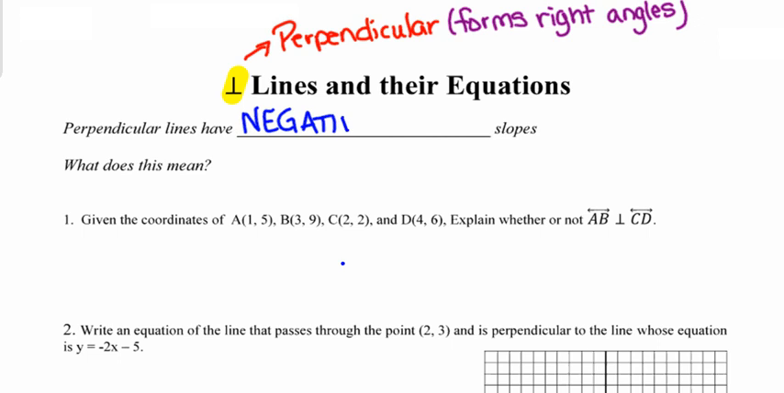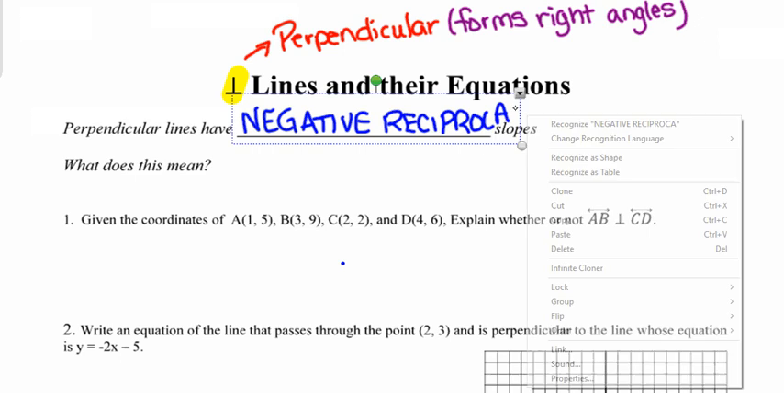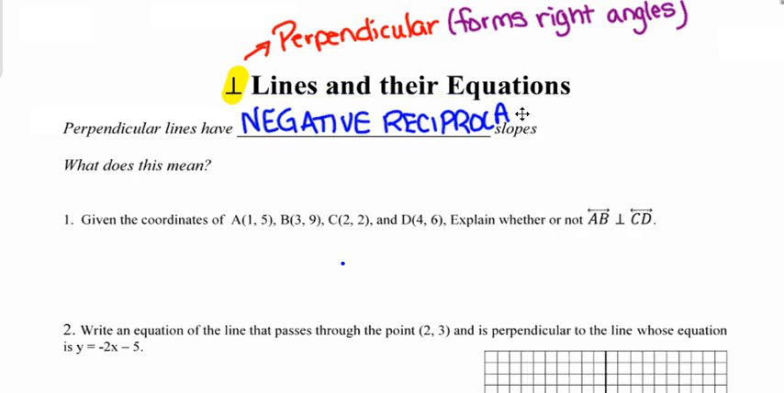So I'll give you a minute to write that down, and then we're going to talk a little bit about what negative reciprocal means. If I had gotten to make this vocab word, I would have called it opposite reciprocal slopes. But I didn't get to make up the vocab word. So what does this mean? This means that these fractions or these slopes will have opposite signs.